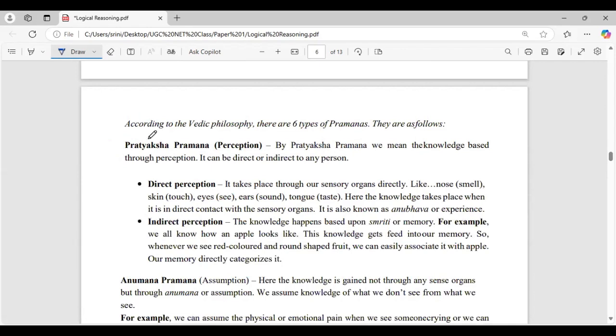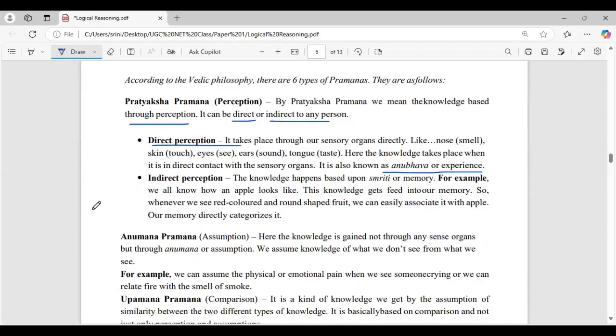Pratyaksha. By Pratyaksha Pramana, we mean the knowledge based on perception through our sense organs. We have two types. It can be either direct or indirect. First one, direct perception. It takes place through our sensory organs directly: nose, smell; skin, touch; eyes, see; ears, sound; taste through the tongue. The knowledge takes place when it is in direct contact with the sensory organs. It is also known as anubhava, or experience.